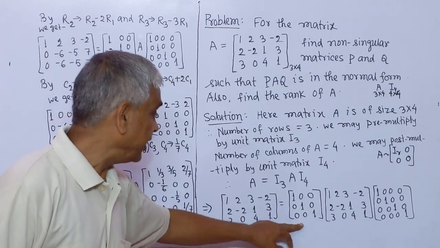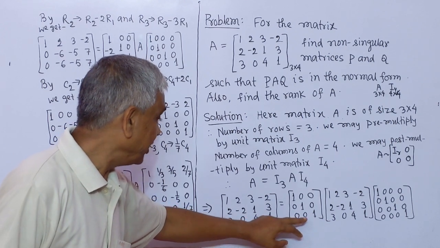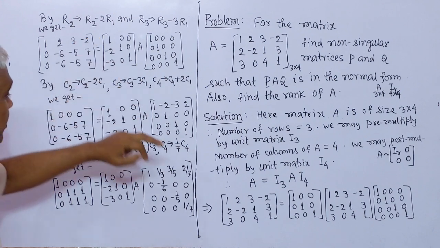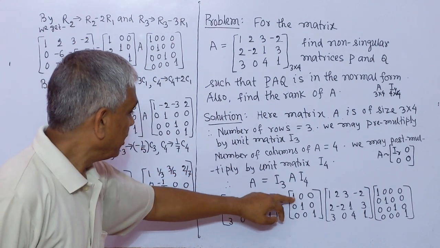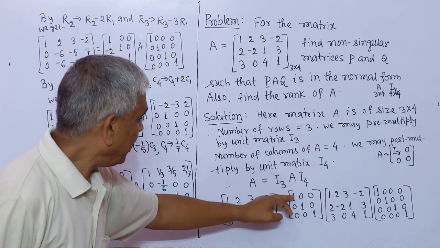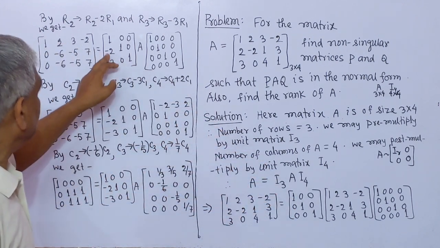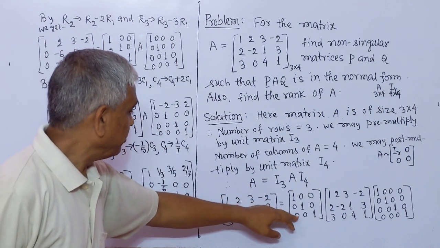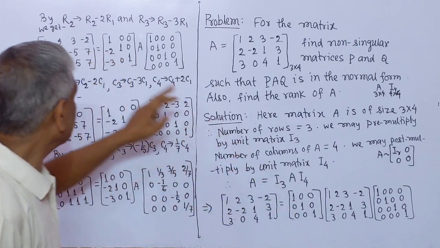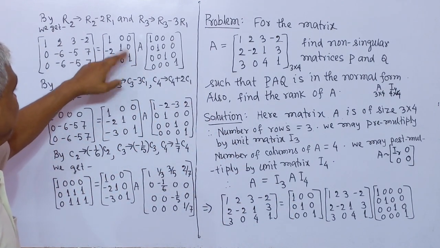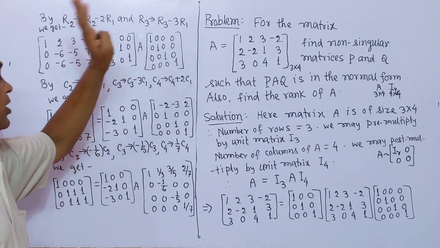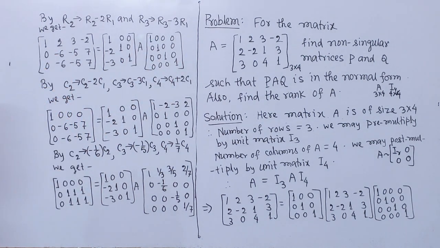So we perform this elementary transformation on I3 and we get this result. In place of this, R2 0 minus 2 R1 means minus 2. In place of this, R3 minus 3 R1 means minus 3, and other elements will be affected. And A will be same and I4 will remain same.